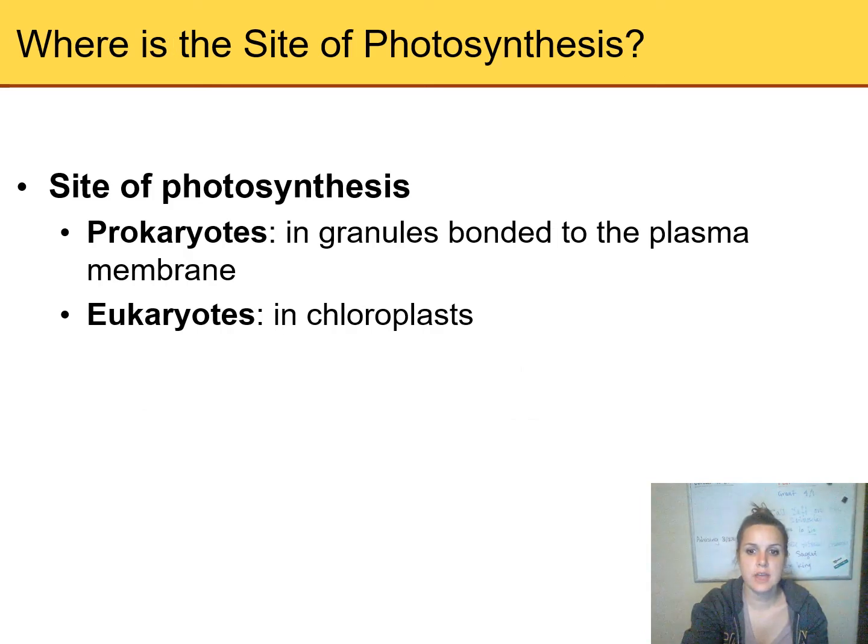So where is the site of photosynthesis? We have many different types of photosynthetic organisms. We have prokaryotes that are photosynthetic, and since they don't have membrane-bound organelles, this occurs in granules that are bound to the plasma membrane. However, eukaryotes have chloroplasts. And we have plants, but we also have algae and some other organisms like euglena that go through photosynthesis.